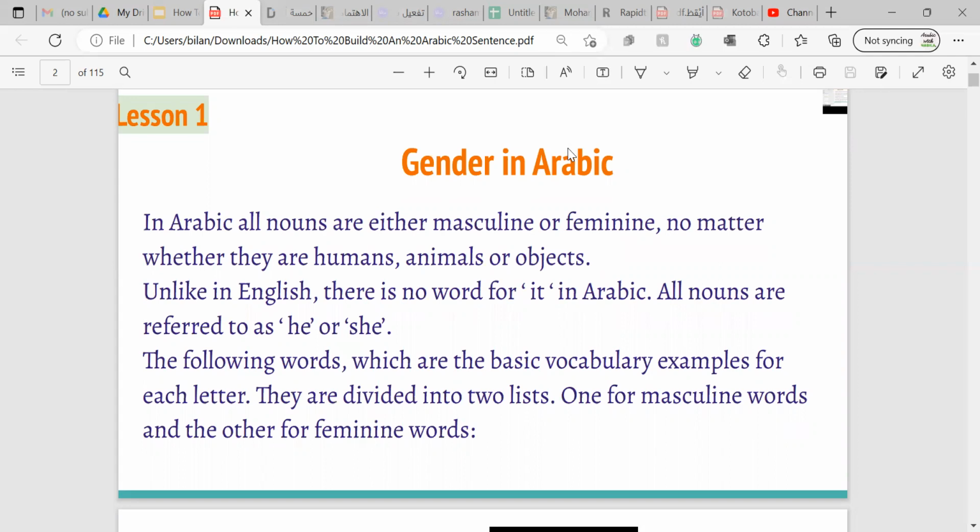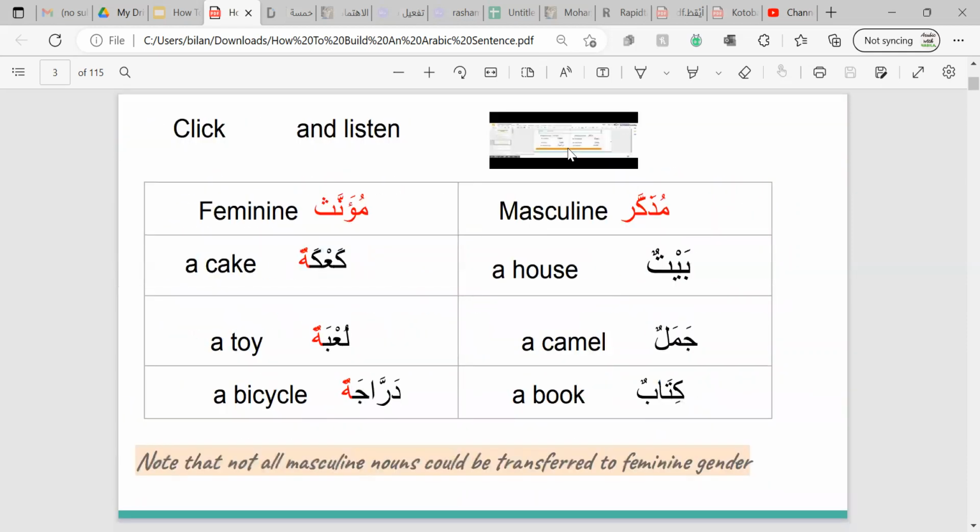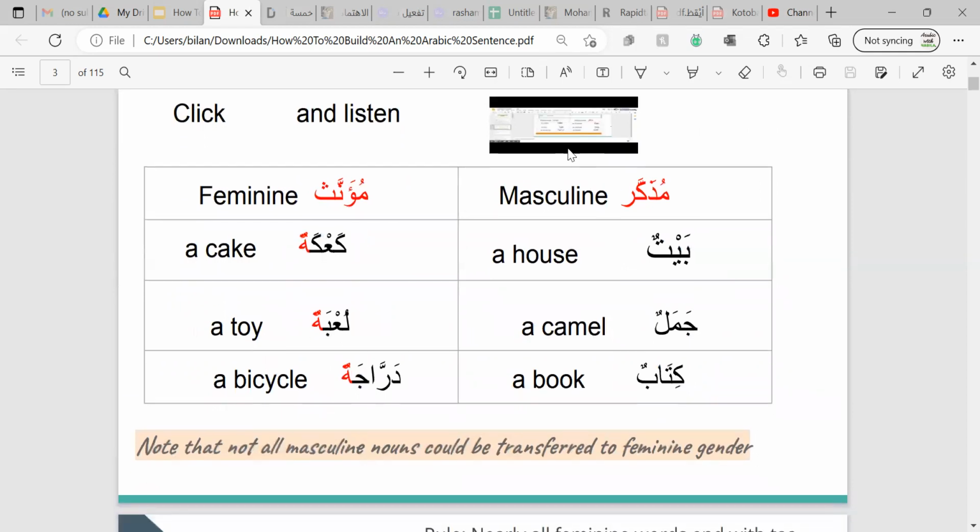So the following words, which are the basic vocabulary examples for each letter, are divided into two lists here. We have masculine and feminine. Masculine, we call in Arabic مذكر, and feminine مؤنث. So for example, here you have "a house", which means in Arabic بيت. So بيت is masculine. Yeah, جمل, كتاب.